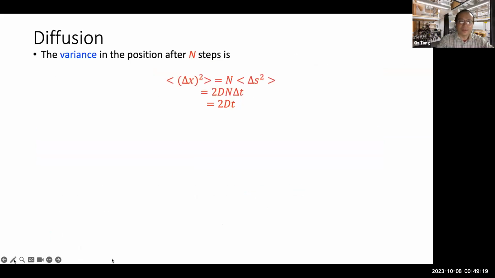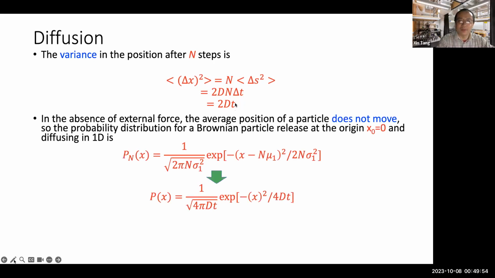Now, if we have those delta s steps accumulated together, we have many of them. Based on the central limit theory, the final position variance after the n steps is linearly proportional to each step delta s squared. Then it equals 2D n delta t, because delta s squared mean equals that value. And then n times delta t gives us t, right?